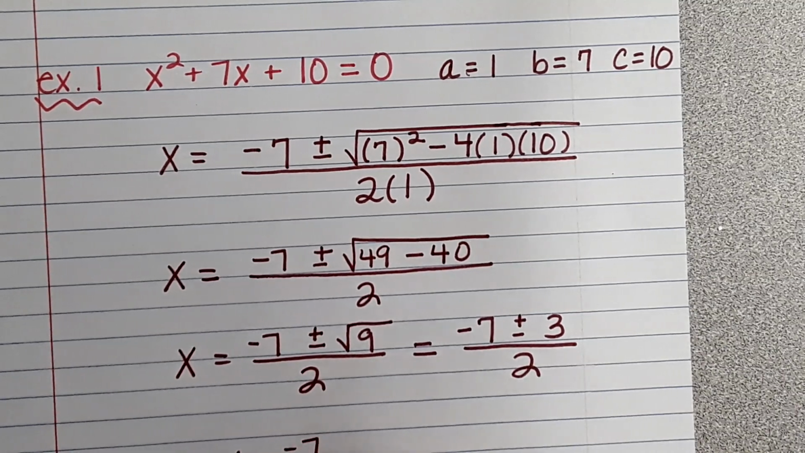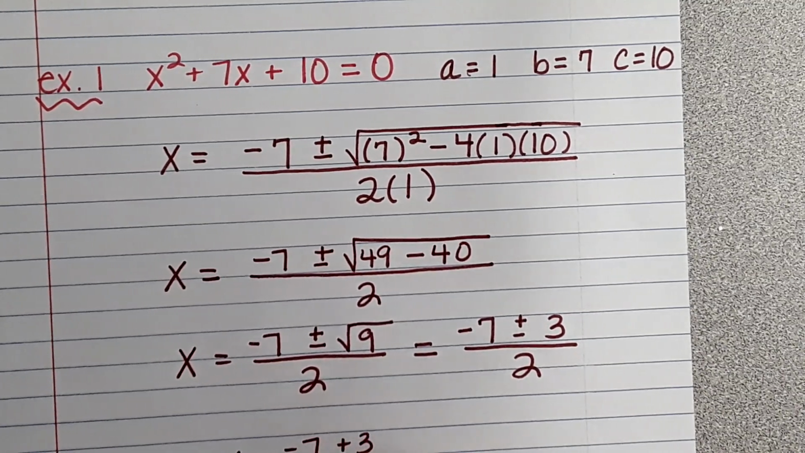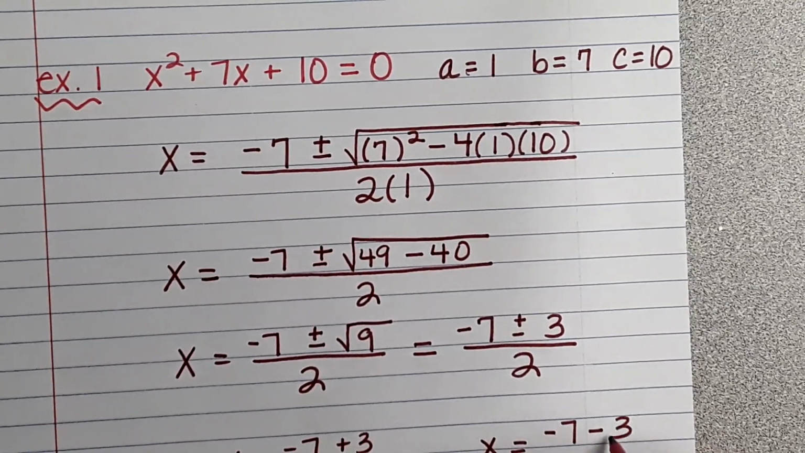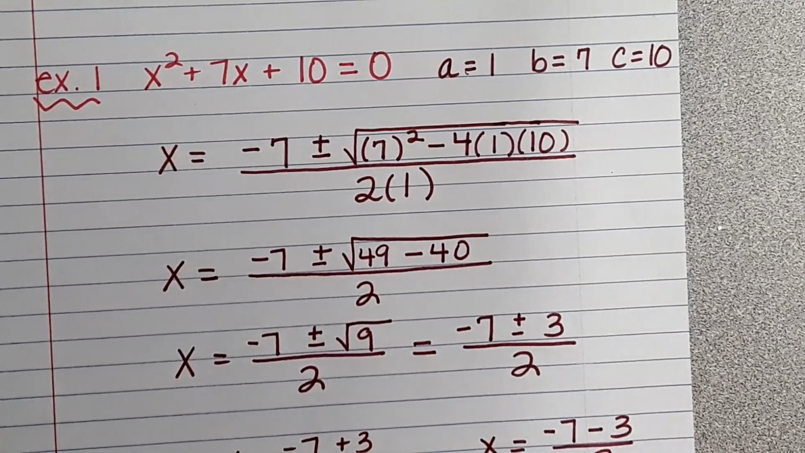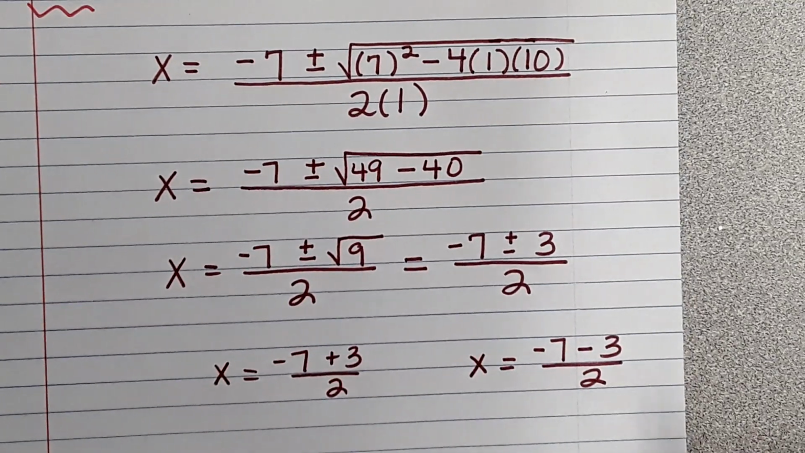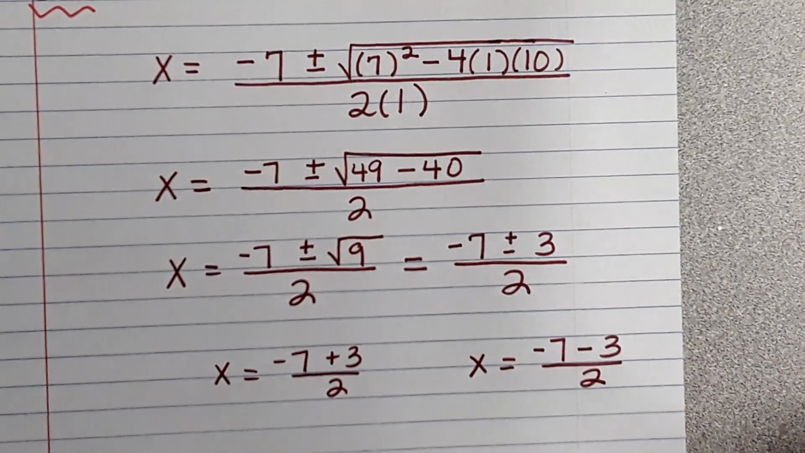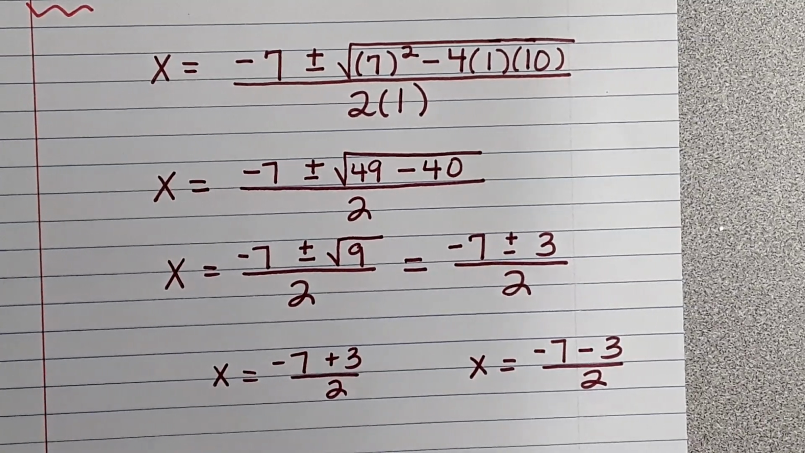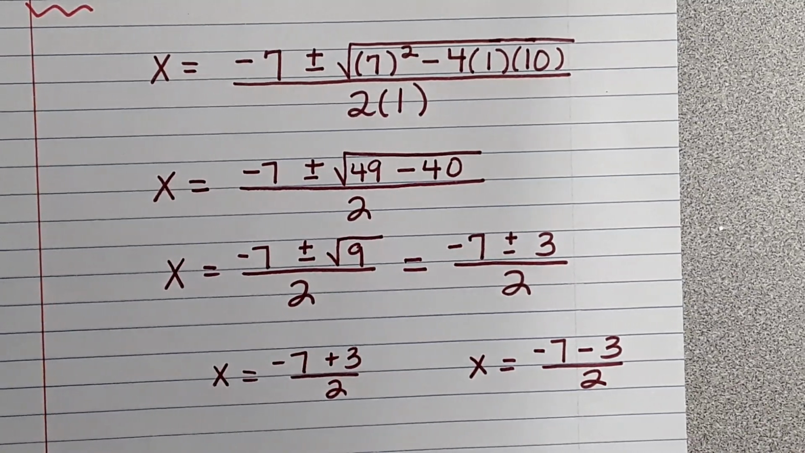X equals negative 7 plus 3 over 2. X equals negative 7 minus 3 over 2. The biggest thing about these problems is to take your time. You guys, the FSA is not timed, and you have plenty of time to do this, okay? Don't look at it and think, I'm never going to be able to do this, because you can. You just have to take your time. Don't rush it.